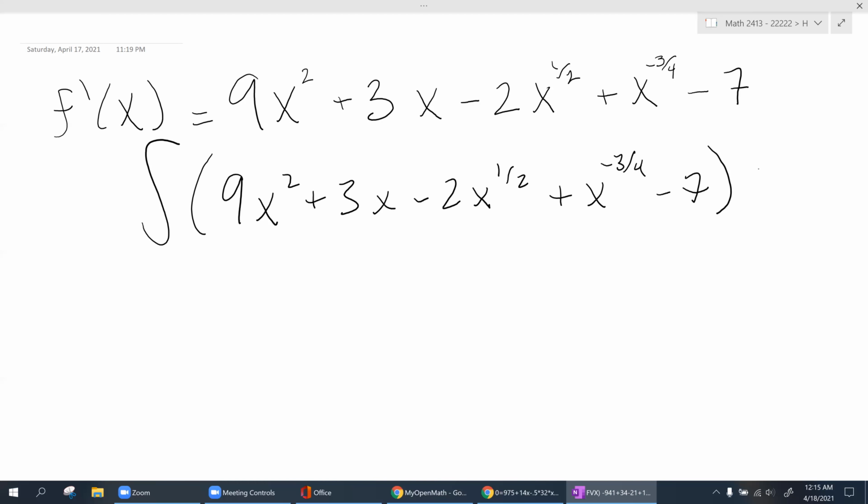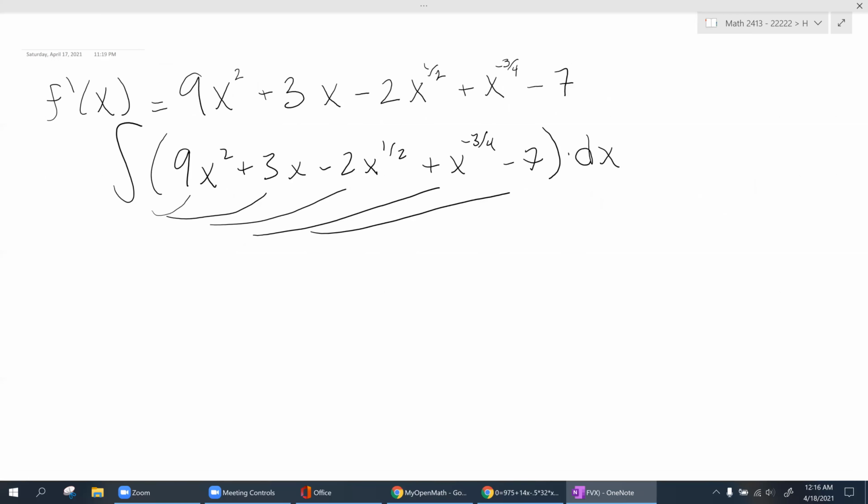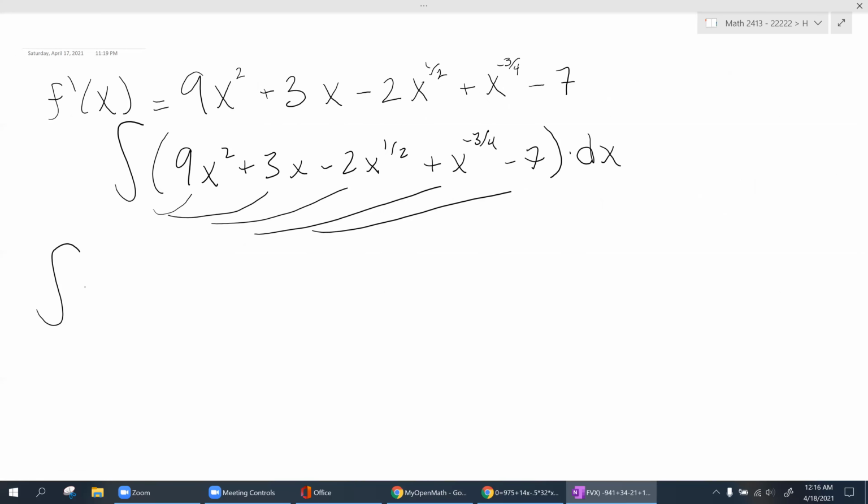I'm integrating with respect to which variable? X, right? Because this was once derived by x. So I'm going to write dx at the end. The great thing about integration is that if terms are separated by plus or minus, you can apply it to each one of these individually.